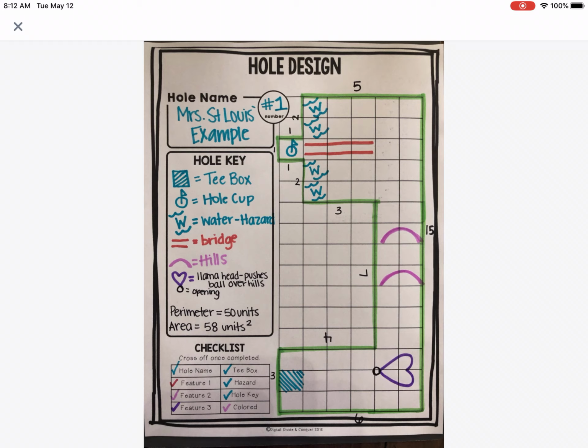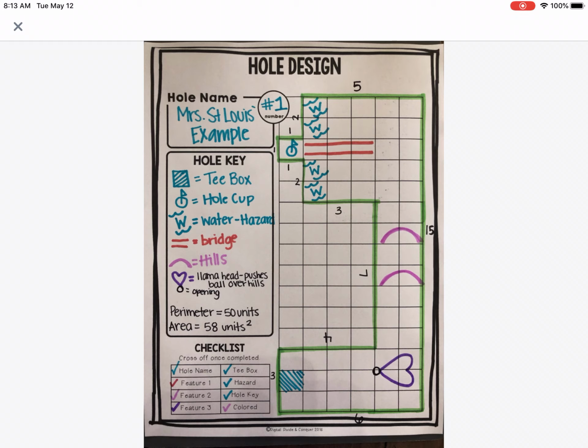So you'll do 1, 2, 3, and 4 that you have to turn in to me, and then 5 through 18 or whatever you decide will be on that extra template. So you're going to come up with a creative name. You're going to give it hole number 1 today, depending on the day. And then you see where they have this hole key here. You're going to create a key for people to understand what the things on your golf course mean. If you look at my course, and if that wasn't there, you would have no idea what all these little symbols mean.